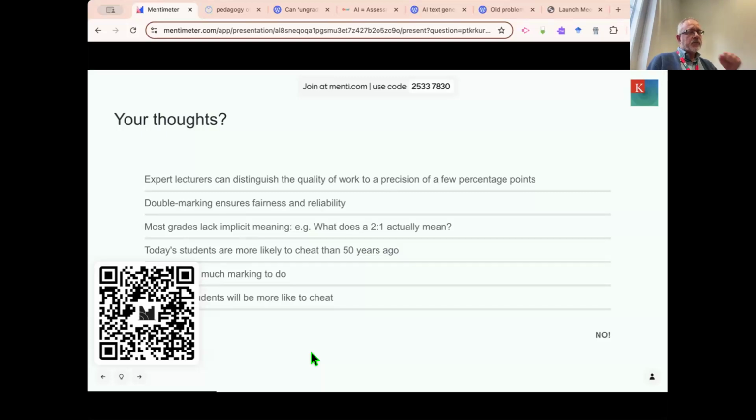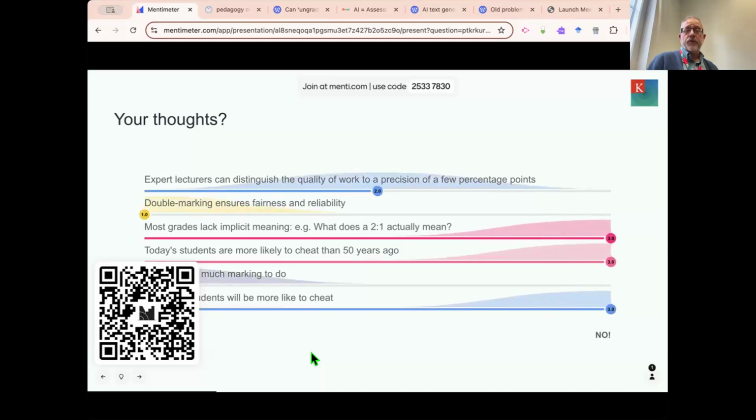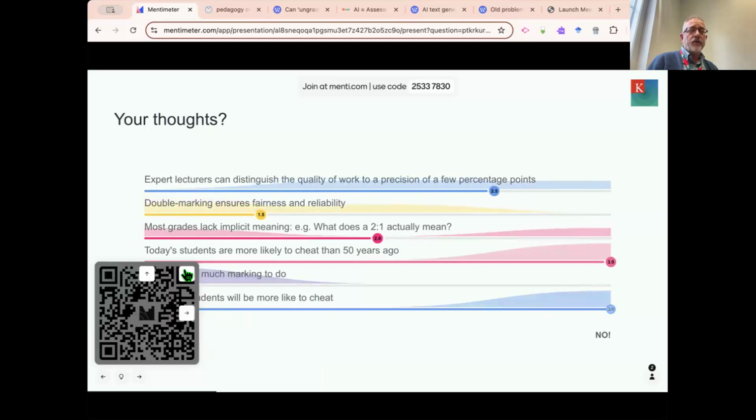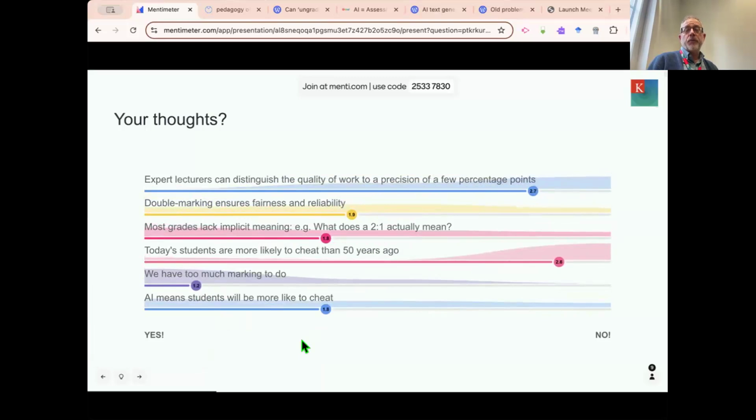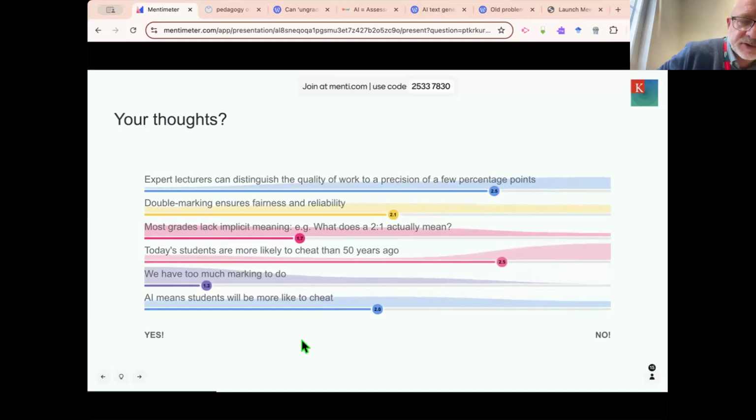As you're doing that, I will read them through just to make sure that everybody can access those, or at least hear what they say. So the first one says, expert lecturers can distinguish the quality of work to a precision of a few percentage points. Second one says, double marking ensures fairness and reliability. The third says, most grades lack implicit meaning. What does a 2-1 actually mean? The fourth one says, today's students are more likely to cheat than 50 years ago. We have too much marking to do. And the final one, AI means students will be more likely to cheat.